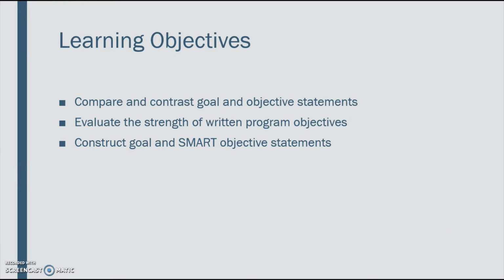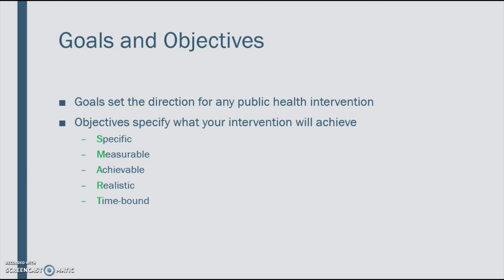There are 3 learning objectives this week. Compare and contrast goal and objective statements, evaluate the strength of written program objectives, and construct goal and SMART objective statements. This week we are focusing on the what of your proposal, specifically what your intervention plans to achieve. This is reflected in your goal and objective statements.